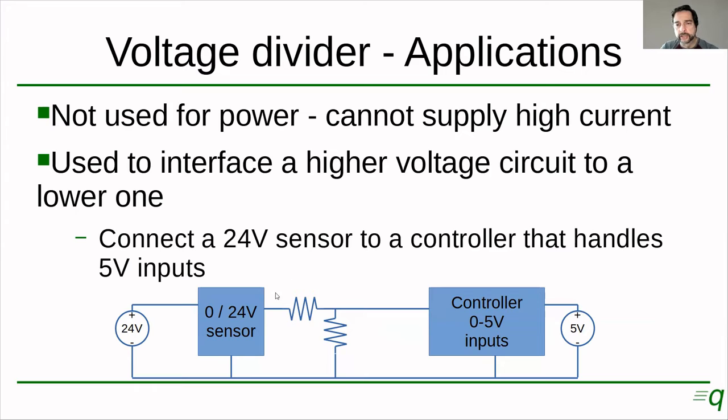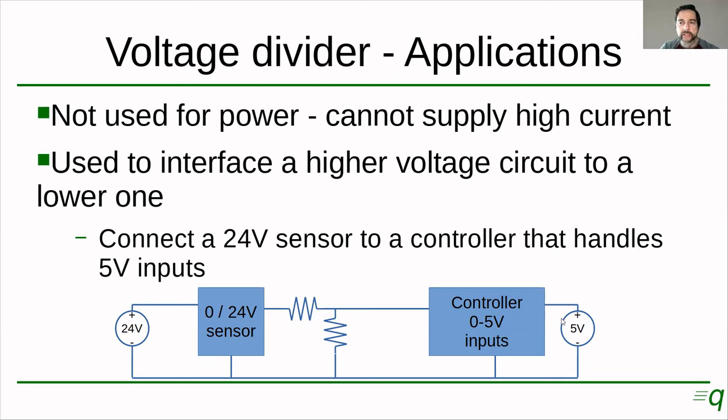And it doesn't look exactly like the ones on the previous pages, but it's still a voltage divider. We will get back to this one in a minute. On the other side of the voltage divider, we have a controller that accepts inputs from 0 to 5 volts, and it is powered by its own 5 volt supply.